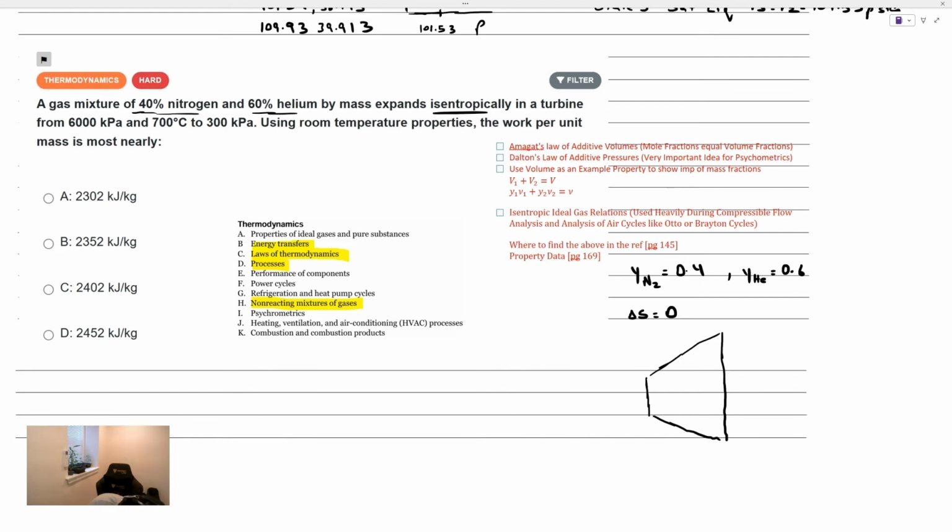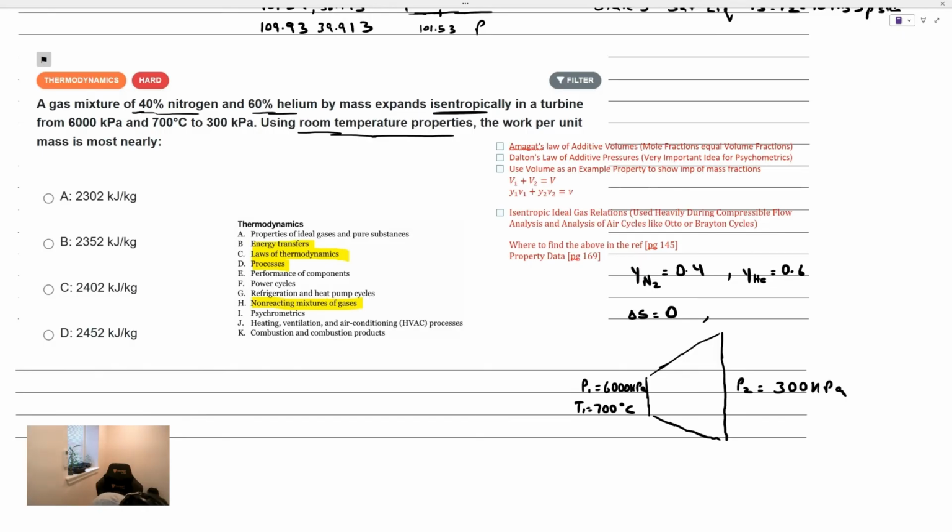But at state point 1, the entrance, we have a pressure equal to 6,000 kPa and a temperature at state point 1 equal to 700 degrees Celsius. And it's expanding in that turbine to a pressure at state point 2, which is equal to 300 kilopascals. It says to use room temperature properties and to find the work per unit mass.